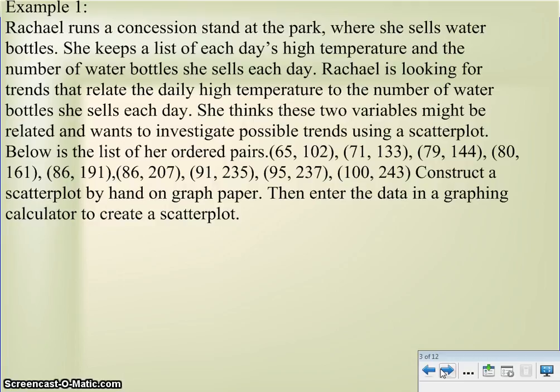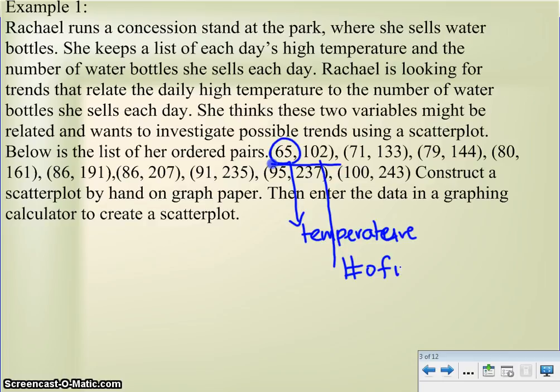Now, some things to understand here. Let's just take this one. Our X term is the temperature, whereas the Y term is the number of water bottles sold. And we're going to go ahead and enter all of this data into a calculator.